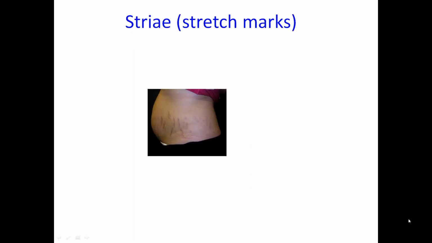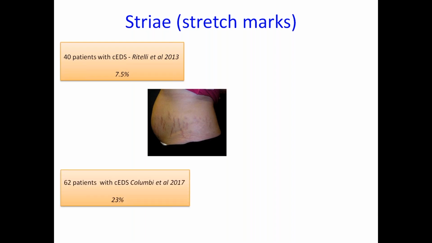Stretch marks is something that sometimes gets raised about. Will I get stretch marks? Will they be worse? Will I have less of them? Well, stretch marks or striae, there's conflicting frequency that we think this occurs. This is for classical EDS. A study done in 2013 of 40 patients found just over 7% had stretch marks, so the vast majority did not, whereas a more recent paper said that 23% had stretch marks.